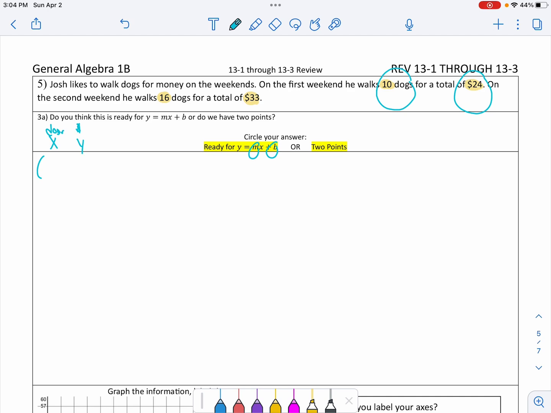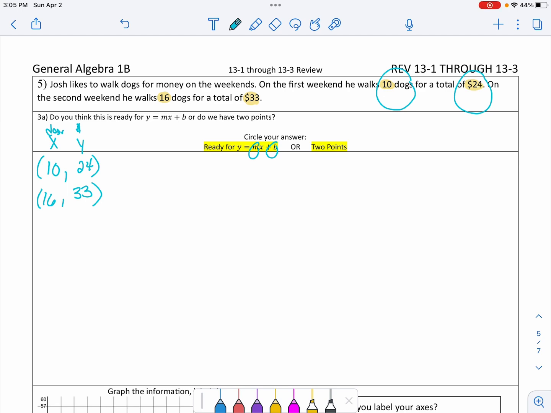Okay? So how many dogs did we walk at first? 10. How much money did he make? $24. Okay, now let's go to the next one. How many dogs did he walk the next time? 16. And how much money did he make? 33. Very good. Now, from 2 points, I'm not even going to prep you. From 2 points, what can we find? The slope?